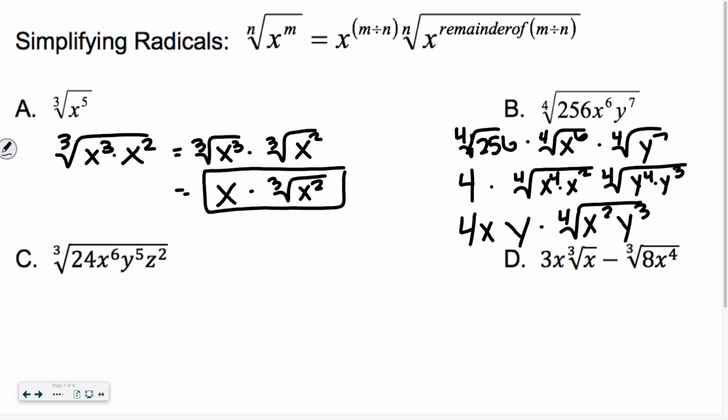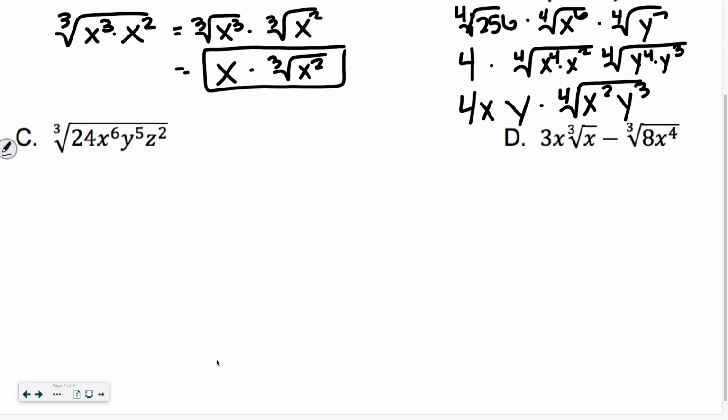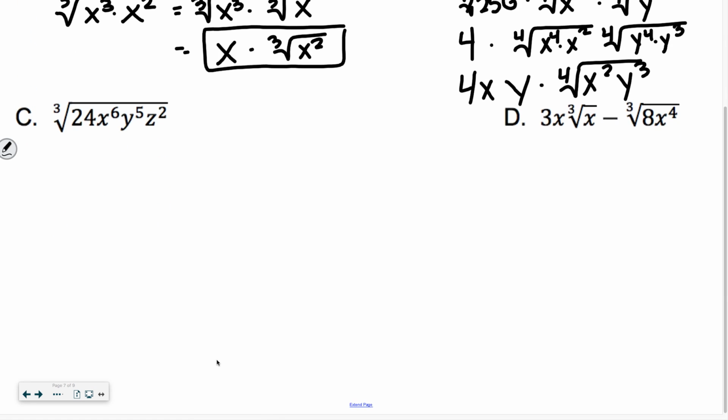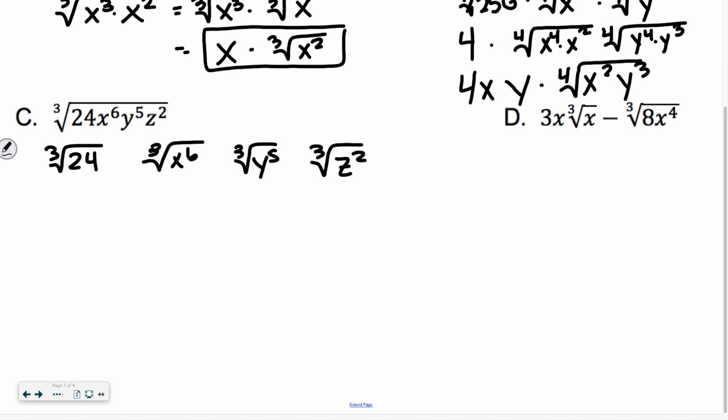You got questions for me? Okay, let's try C, breaking it up. I have really 4 different things under the radical, right? So I'm just going to do 4 separate simplifies. I'm going to try the cube root of 24. I'm going to try the cube root of x to the 6th. I'm going to try the cube root of y to the 5th. And I'm going to do the cube root of z squared, if I can. I'm going to do all of those cube roots.